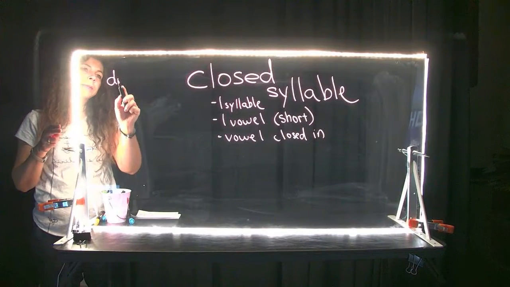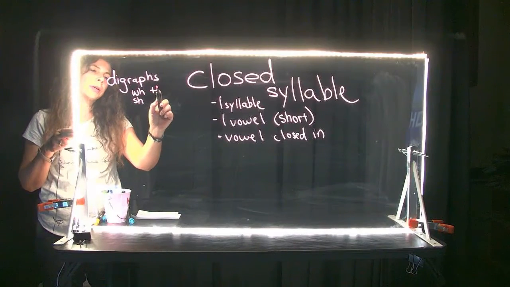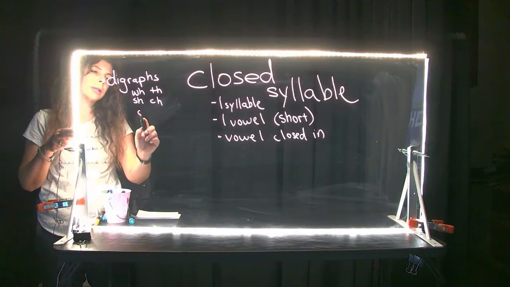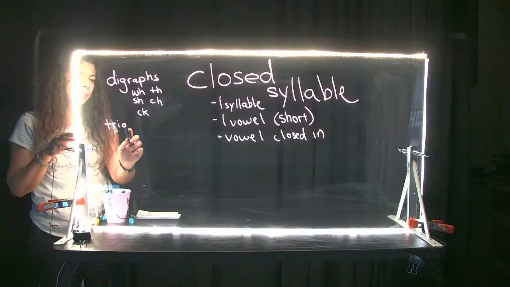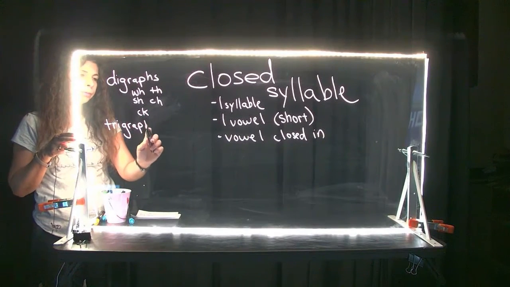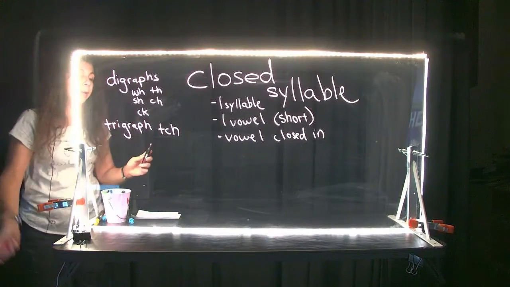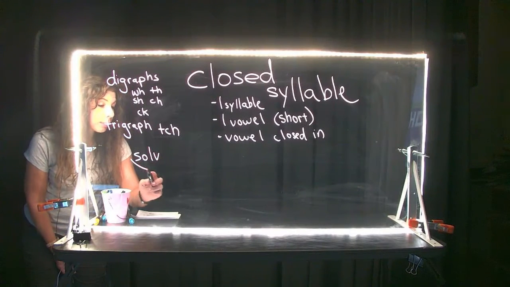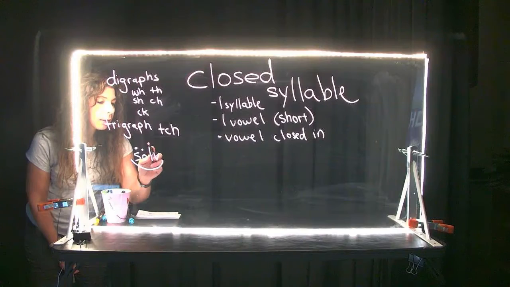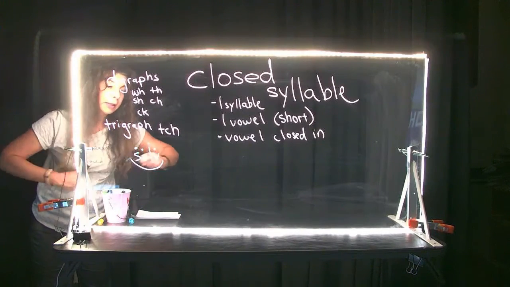We have your digraphs: wh, sh, th, ch, and ck. We have your trigraph that we learned, TCH, if there's a short vowel sound. We learned about the V, so in the word solve, that would look like, right, a closed syllable, s, o, l, v. But we learned that you have to put that E there because V doesn't like to be alone.